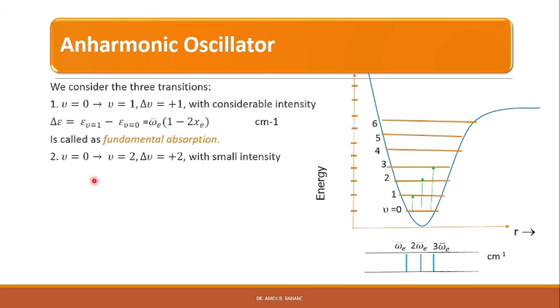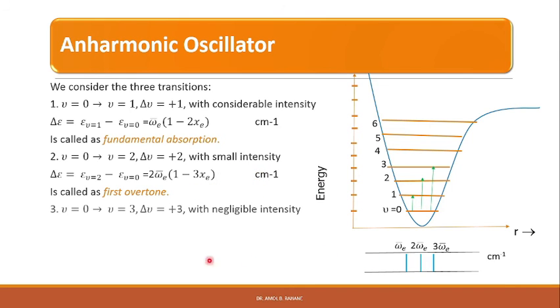For the next transition, nu is equal to 0 to nu is equal to 2, delta nu is changed by plus 2, and this transition will appear with small intensity, and therefore, delta E for that case is equal to 2 into omega E bar into 1 minus 3 Xc, right. So, that transition will appear here. It is 2 omega E bar, right, and it is called the first overtone, right. So, the first overtone appears with small intensity.